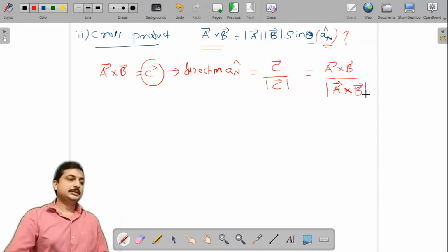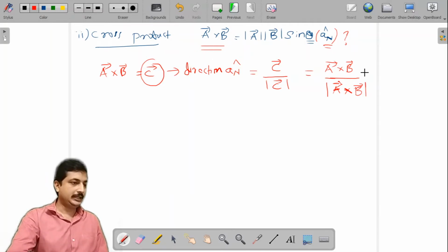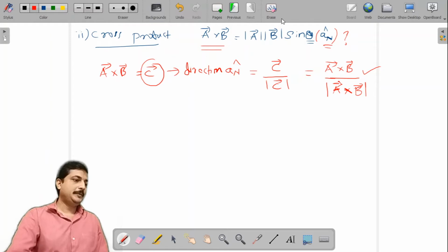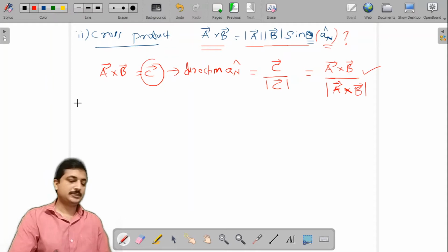Okay, now first my job is to find n cap. After finding n cap, I'll substitute it in this equation and get theta. Now how to find it? I first need to find what is A cross B. So how to find A cross B? In the previous video, we have already seen how to find A cross B.